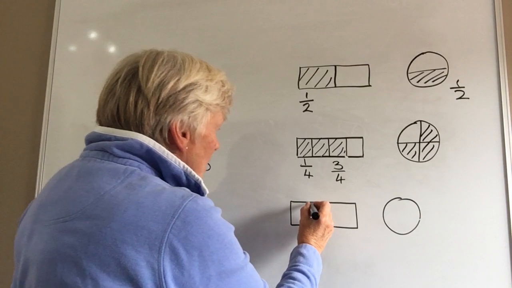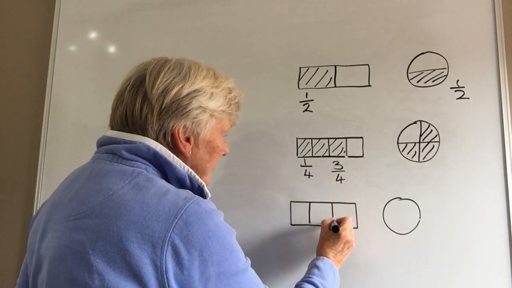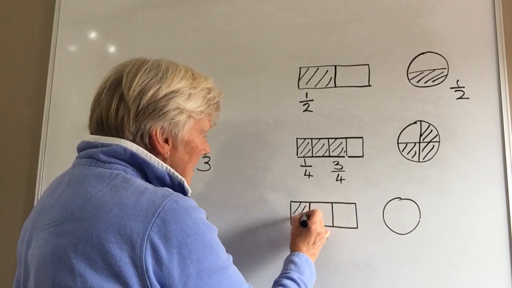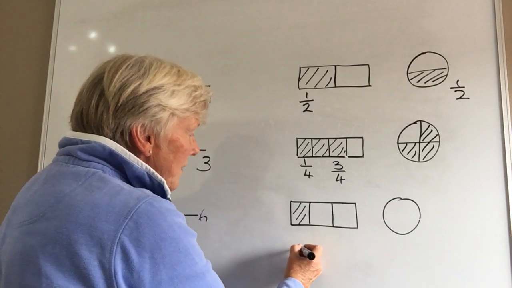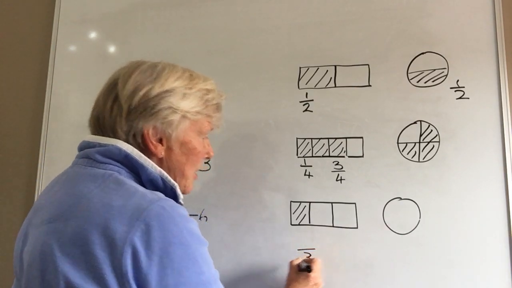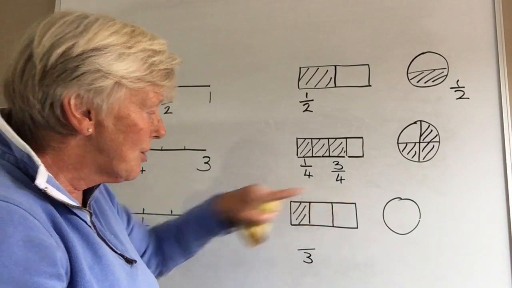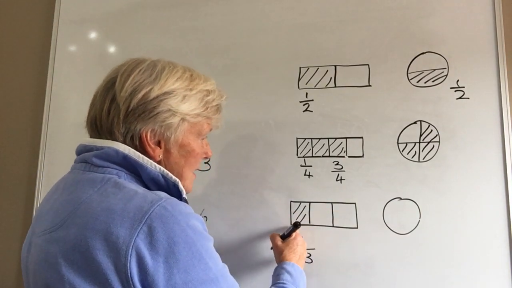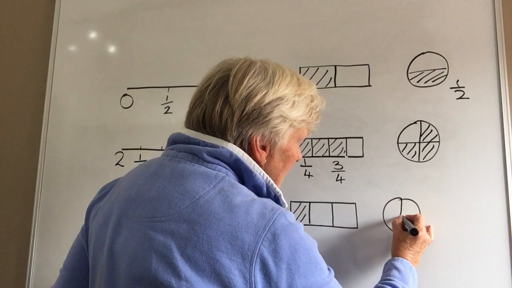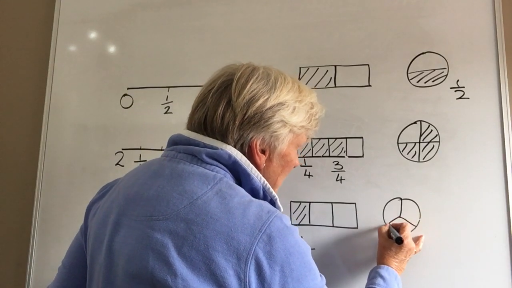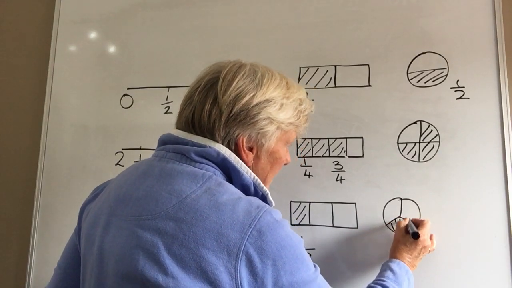And lastly, we've divided this into thirds. There we are. I'm just going to shade in one of those thirds. My denominator has to be 3 because I've divided it into 1, 2, 3 equal blocks. And there's one of them, okay? And on my circle, it's slightly trickier for Mrs. Brown, but there we go. There we have a third.